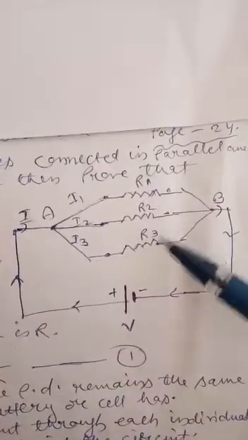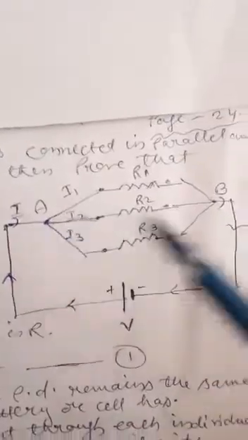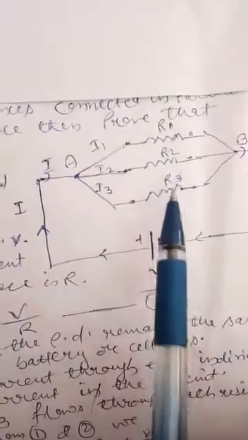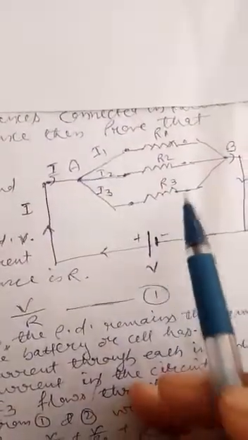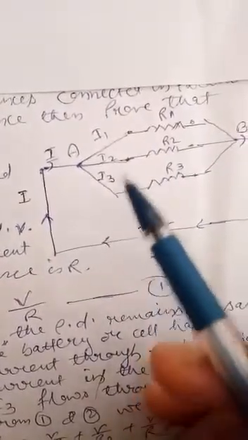R1, R2, R3 are three resistances which are connected between these 2 points A and B with a source of potential difference V. Between A and B these three resistances are connected. The combined resistance of R1, R2 and R3 is R. We have to prove that 1 upon R is equal to 1 upon R1 plus 1 upon R2 plus 1 upon R3.